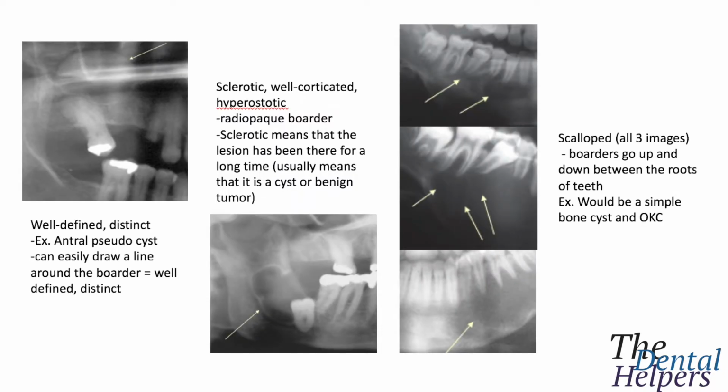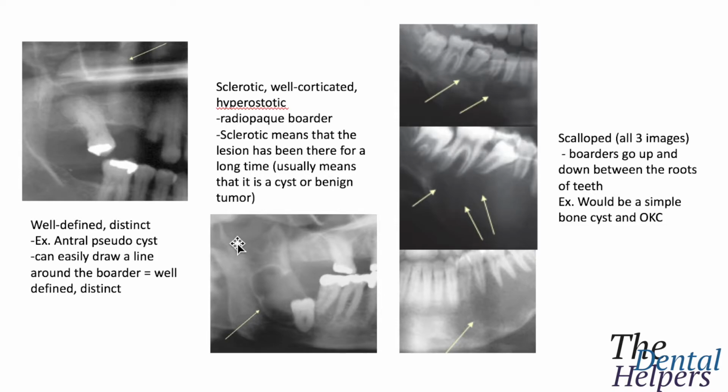You can have a couple of different ways. You can have a border that's well defined, distinct. Now if we look right here, we can almost get a pencil and draw a line around that border right there. This would be considered a well defined or distinct border. The example that I'm showing right here is an antral pseudocyst.